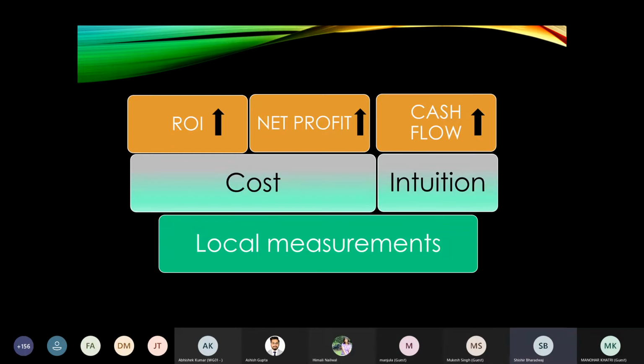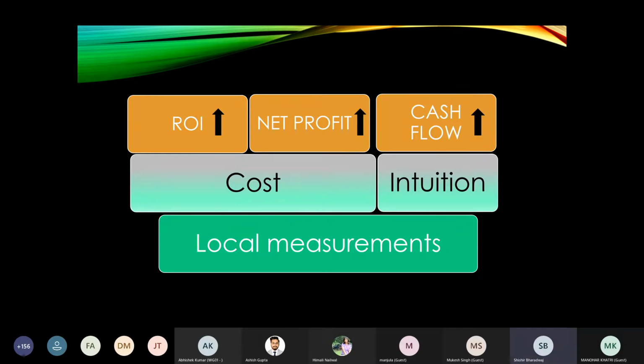So what we're seeing here is we know that ROI is good for the company, net profit measurement is good for the company, and cash flow is good for the company. And they're good as long as they're going up. But we have a problem. We cannot convert them into local measurements. I don't know what decisions to take locally which are going to increase my ROI. So what we see is a behavior developed in most organizations, and we call it the cost and intuition bridge.